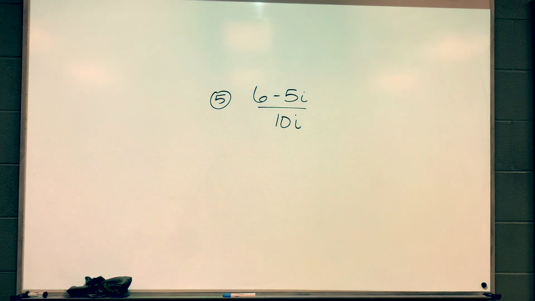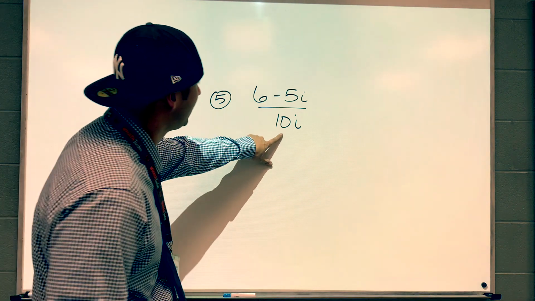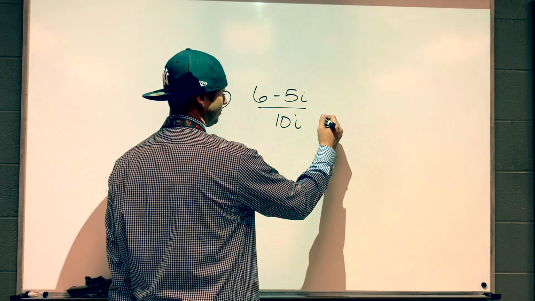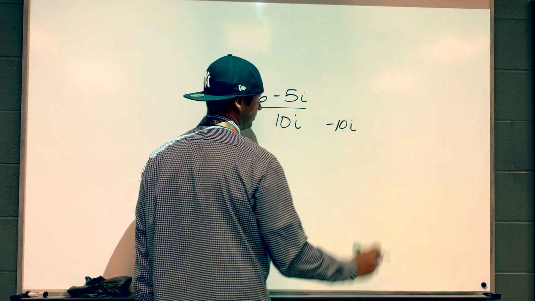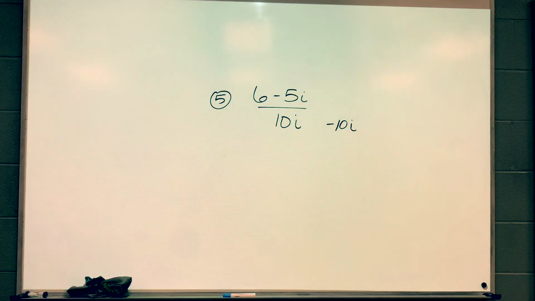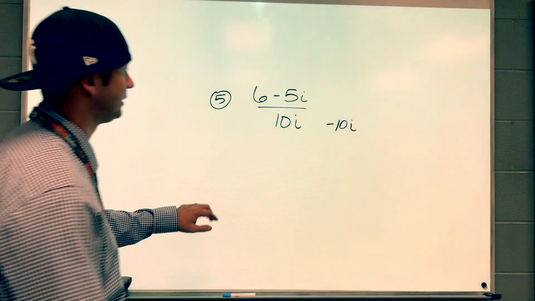Okay, simplify fully. We have an imaginary number in the denominator, so I want to multiply by the conjugate. So the conjugate of 10i is going to be -10i. I'm almost tempted to just multiply by I. What if I multiply by I, I'll get -1 in the bottom and in the top. Well, let's just stick to this and see what happens.